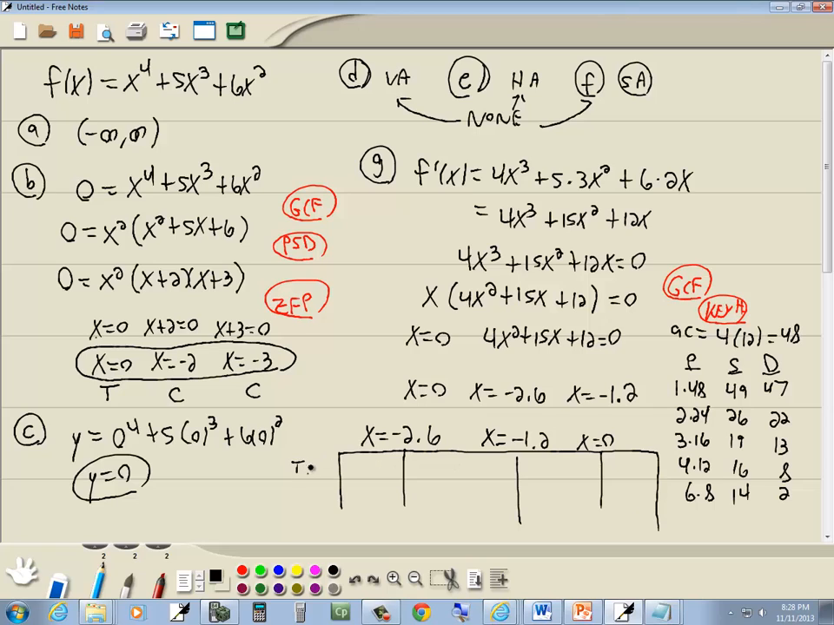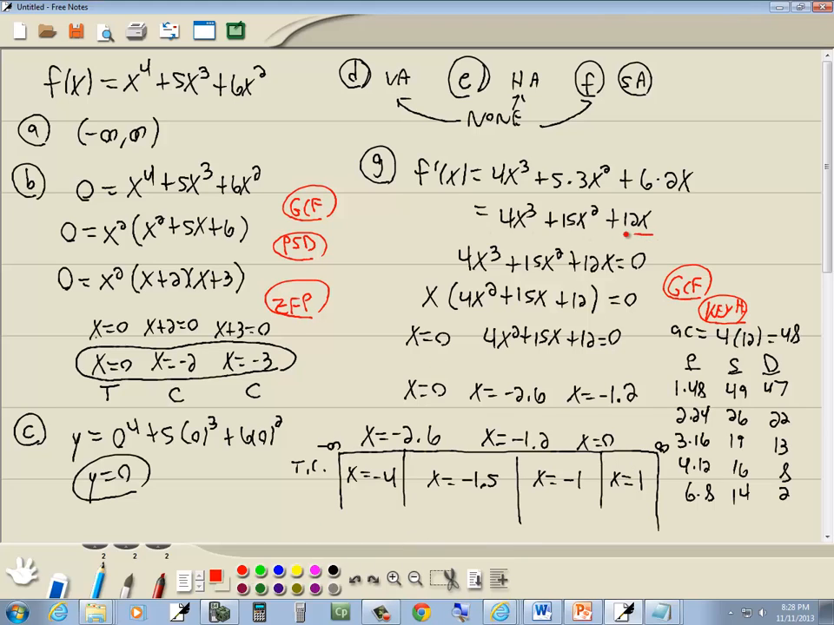I'm going to choose test cases. Something between, this is negative infinity over here. This is positive infinity. Something between negative infinity and -2.6, like x equals -4. Something between -2.6 and -1.2, like -1.5. Something between -1.2 and 0, like x is equal to -1. And something greater than 0, like 1. Now we want to plug those into our derivative and see what we get.